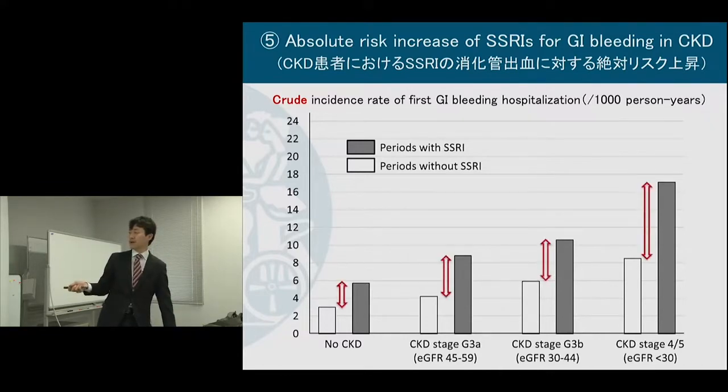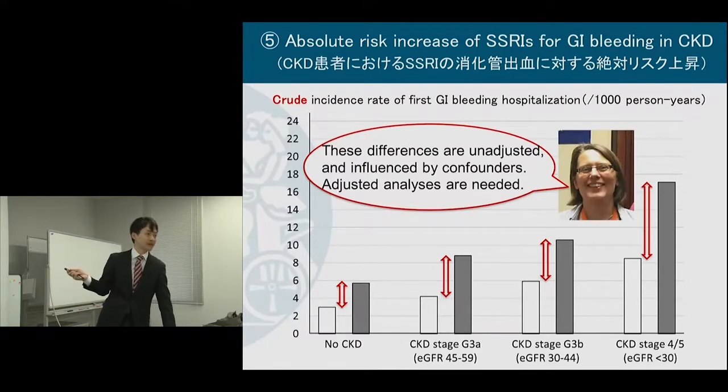So I wanted to discuss, based on this result, the difference between periods with and without SSRI, and that this is increasing, so that SSRI is not recommended in patients with lower kidney function. But my supervisor came again, and these differences are unadjusted and influenced by confounding factors. And adjusted analysis is needed.